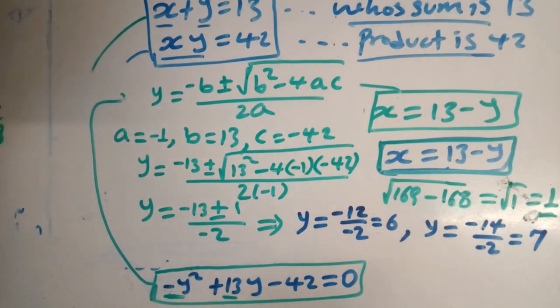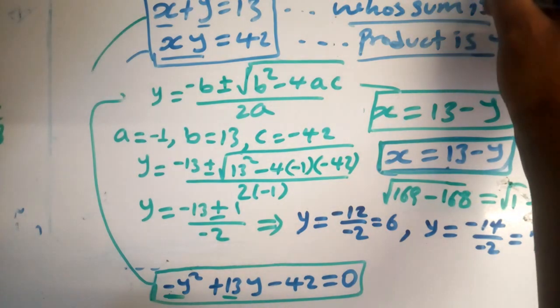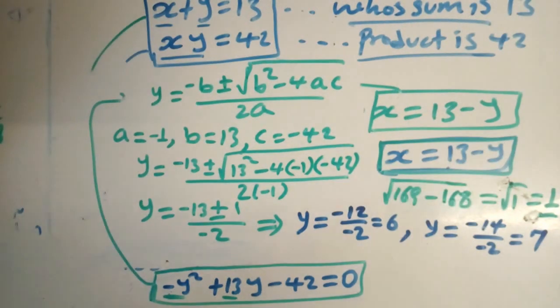We had expressed x in terms of y in this form: x is equal to 13 minus y, and from the product rule in the second step we get that y is equal to 6 and y is equal to 7.